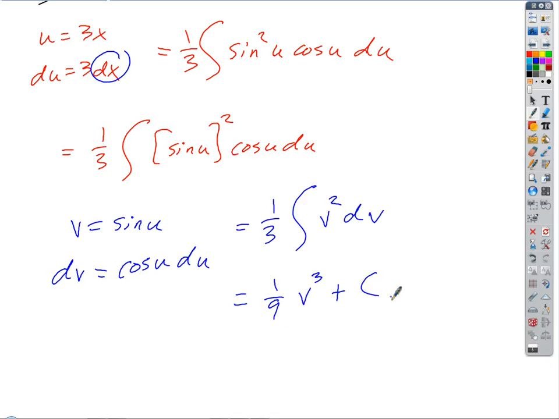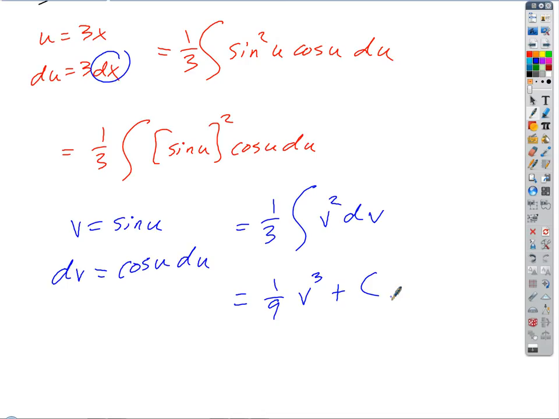Right? Okay, we're okay with that, right? That's just the power rule. From here, ignore the 1/3. The antiderivative of v squared is v cubed over 3, right? Times 1/3 is 1/9. Okay? Make sense?